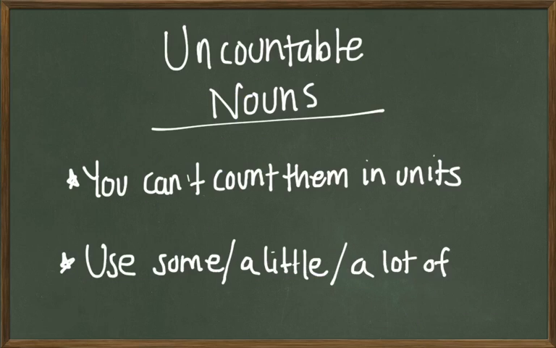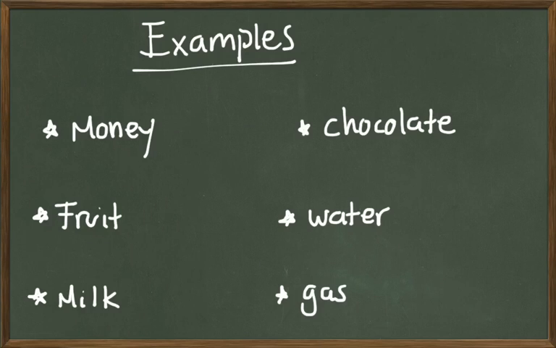The next item to review is uncountable nouns. Two important things to mention about them: the first one is that you cannot count them in units, and they don't have a plural form. Also, when you want to express them or use them in a sentence or an idea, you can use the expressions some, a little, or a lot of. Some examples of them are money, fruit, milk, chocolate, water, or gas.